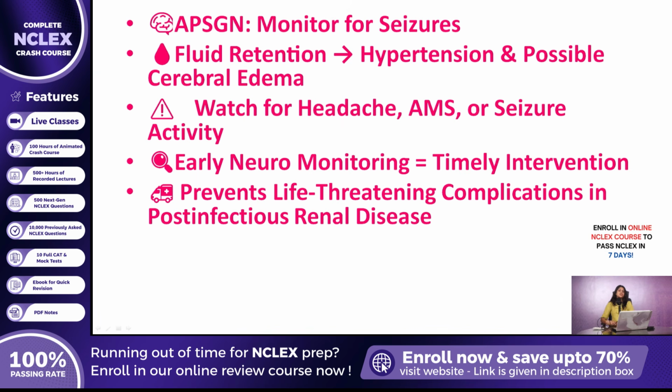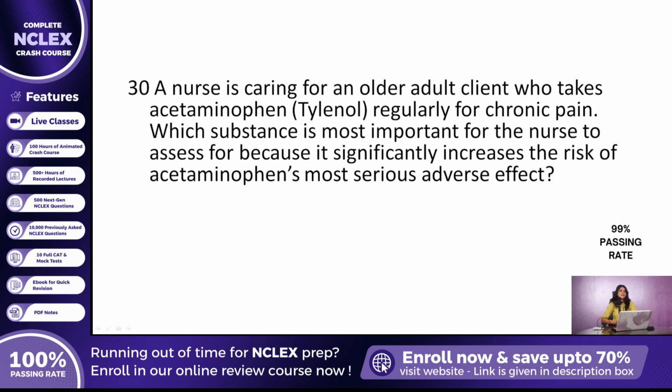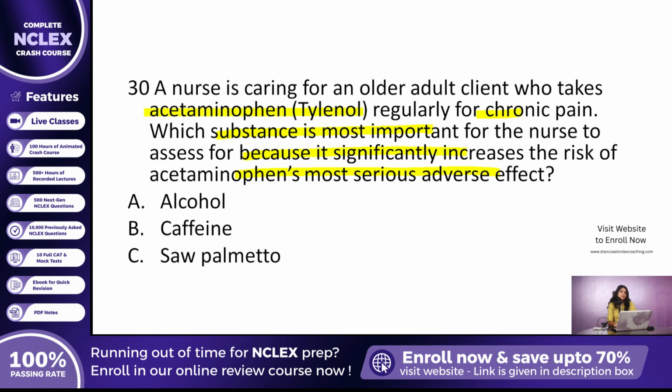Let us now continue with question number 30, which addresses medication safety for an older adult client who regularly takes acetaminophen, also known by the brand name Tylenol, for chronic pain. The question asks, which substance is most important for the nurse to assess for because it significantly increases the risk of acetaminophen's most serious adverse effect? The answer options are option A, alcohol, option B, caffeine, option C, saw palmetto, and option D, St. John's wort. The correct and most critical response is option A, alcohol.